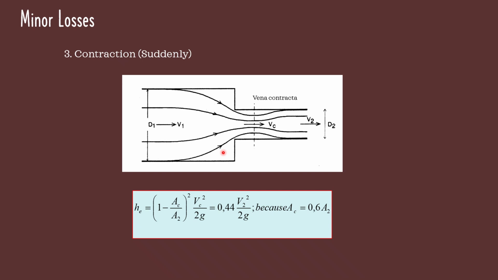And from the experiment, the researchers say that AC, or area of contracta, equals 0.6 times A2. So we have HE, or minor loss because of the contraction, is 0.544 V2 square over 2g.